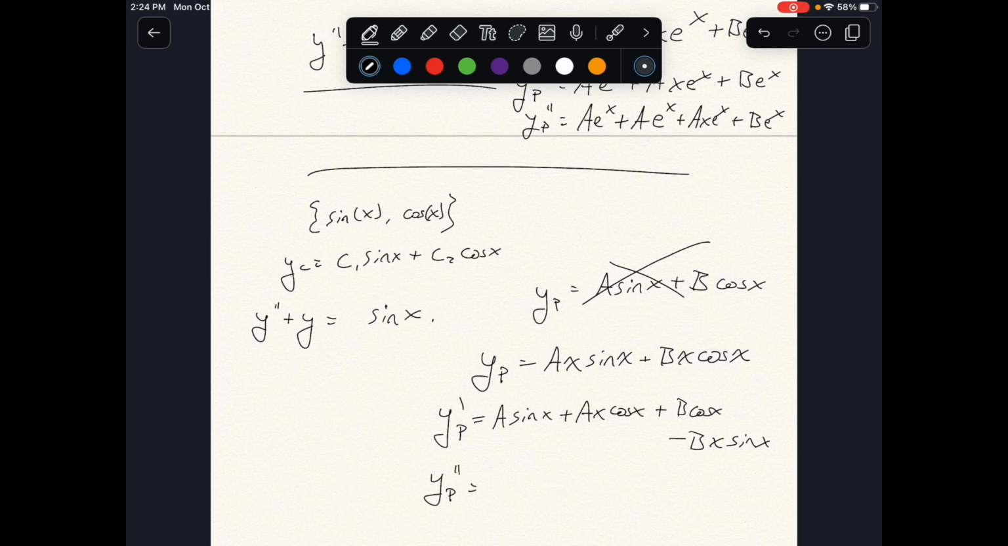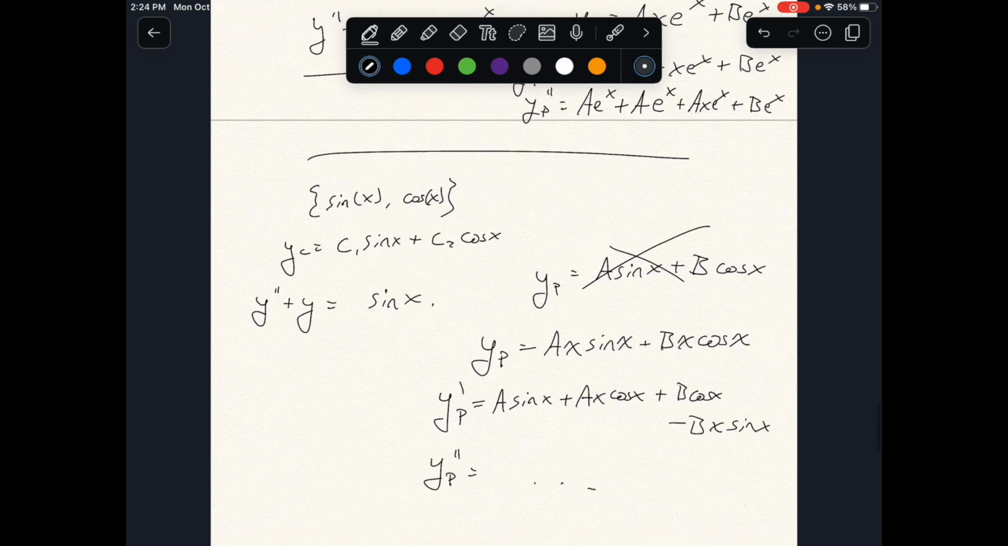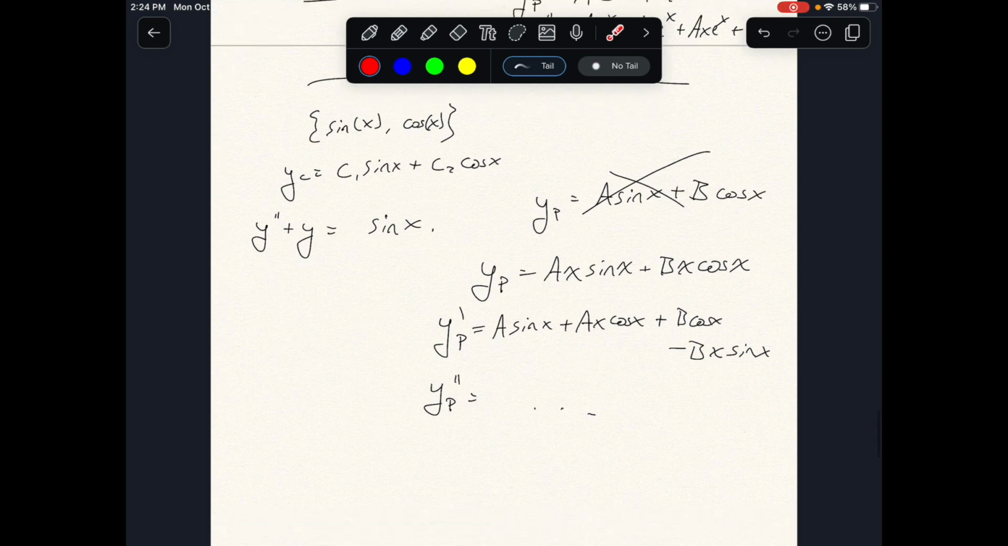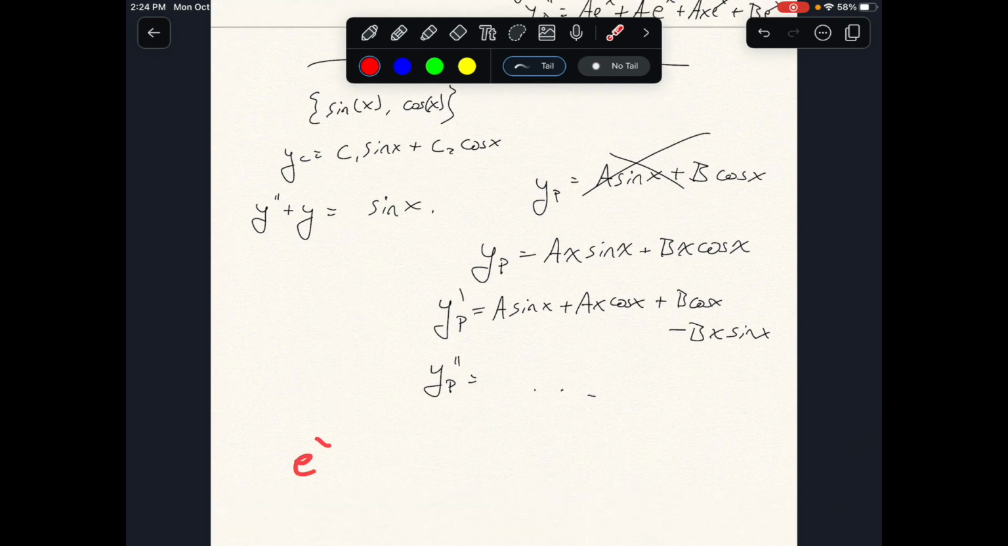And then yp double prime, you have to do some more product rules on that, and then you plug everything into y double prime plus y equals sine x. So maybe this one specifically I wouldn't do, but maybe something where an e to the x term shows up in your complementary solution, and you have an e to the x on the right-hand side, then you might need to multiply your initial guess by making it x e to the x, or maybe x squared e to the x, or something like that.